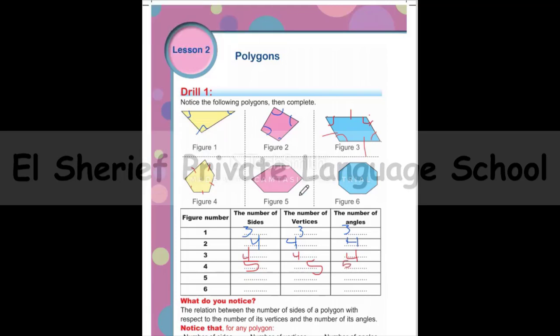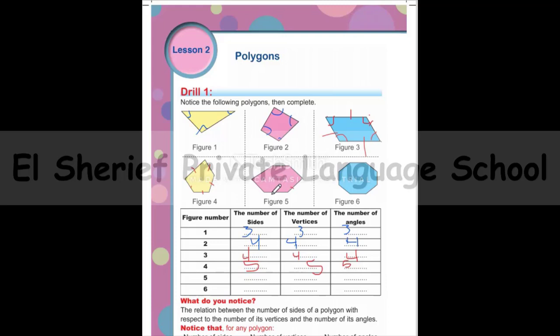Now go to figure 5. But before we go to figure 5, we can call this figure that has 5 sides a pentagon. The figure or the polygon that has 5 sides is called a pentagon. The figure that has 4 sides, like figure 3 and figure 2, is called a quadrilateral. Quadrilateral.